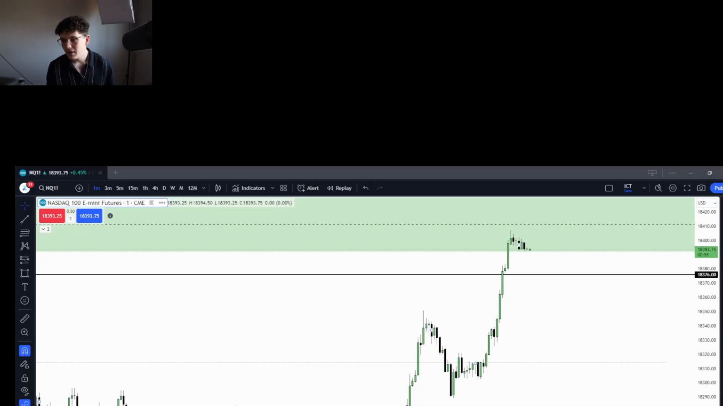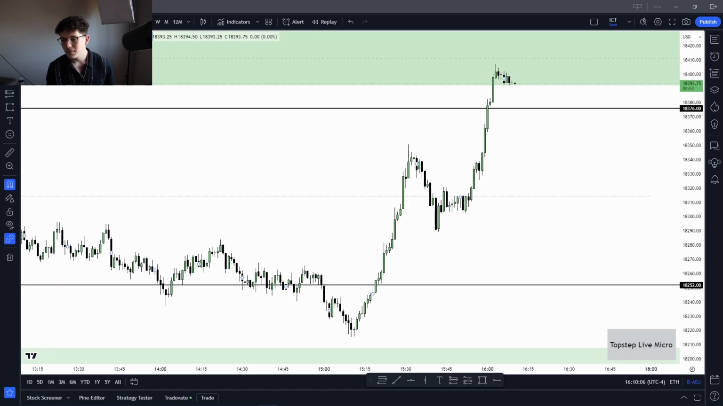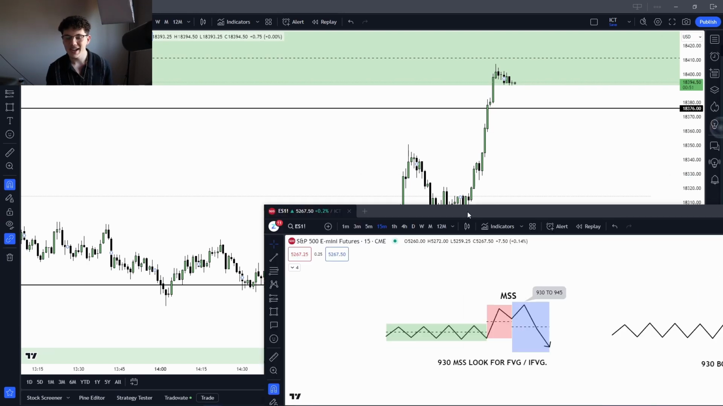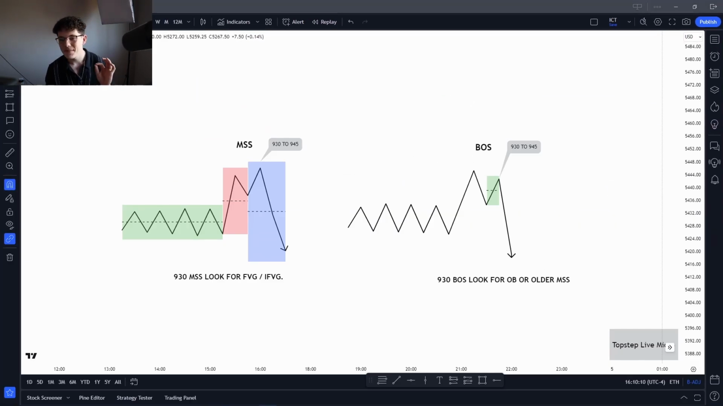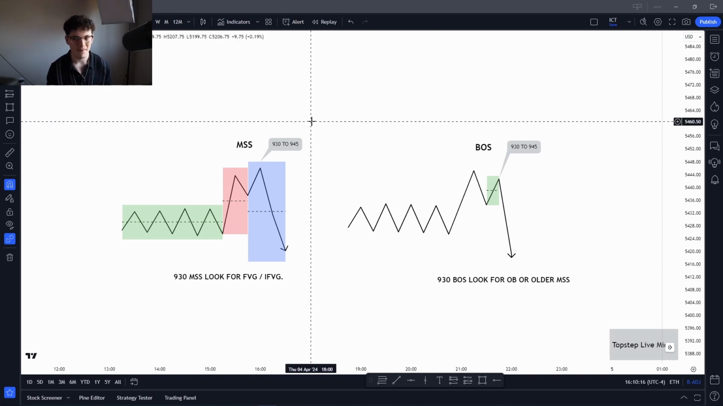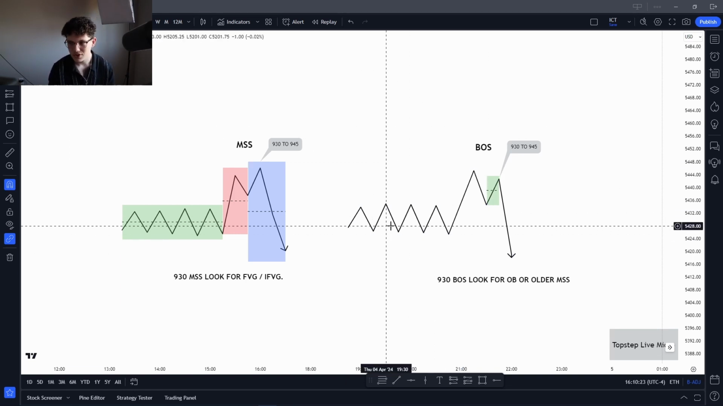But again, I'm telling you guys, this is all you need to make money. This is all you need to make $100,000 in trading, and it's power of 3, 9:30 manipulation, 10 a.m. distribution. Same thing with break of structure.